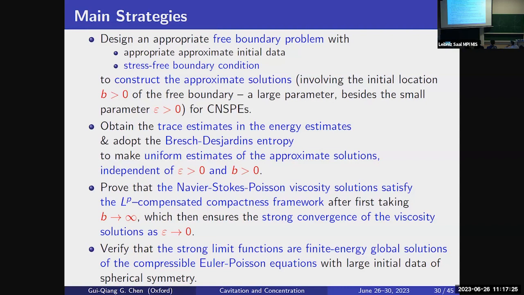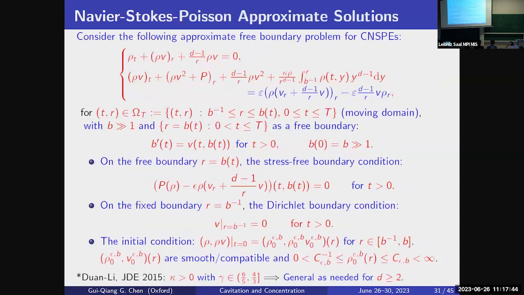Then after that, if we get a global Navier-Stokes-Poisson viscous solution, we want to prove the solution satisfies the compressive compactness framework. Then you can pass the limits, the vanishing viscosity. So the approximate solution we introduced in this form, basically very carefully, in order to get a global solution.